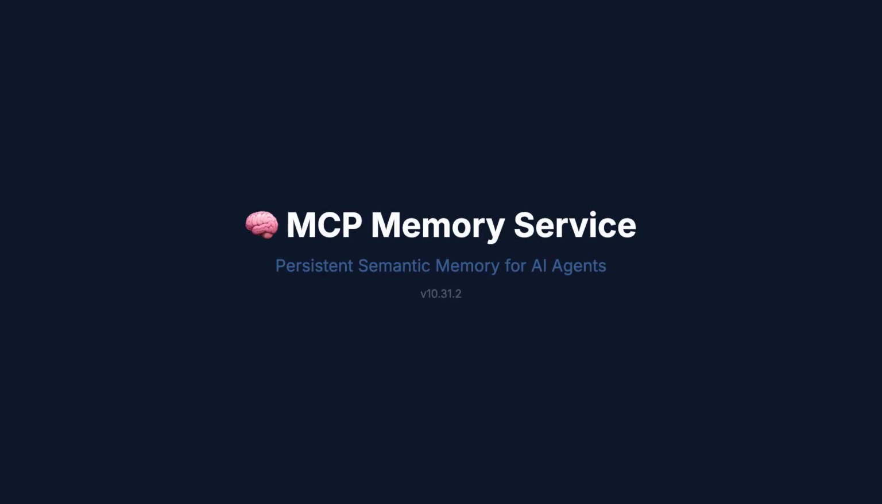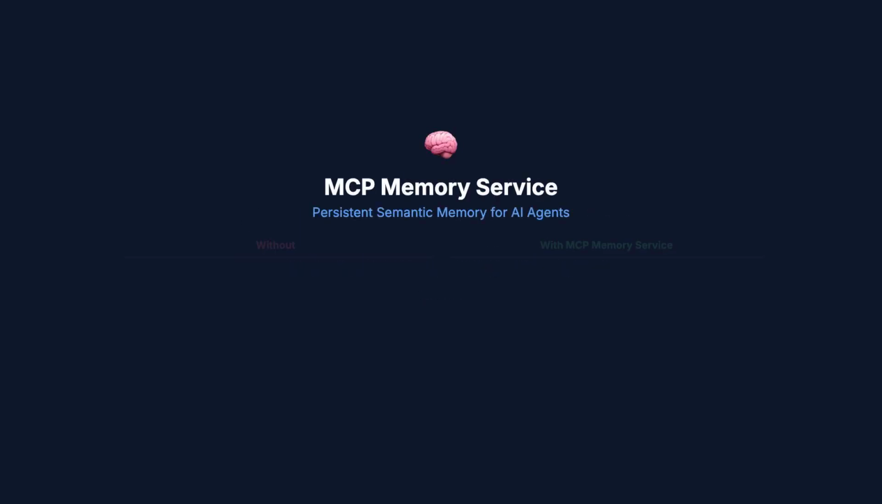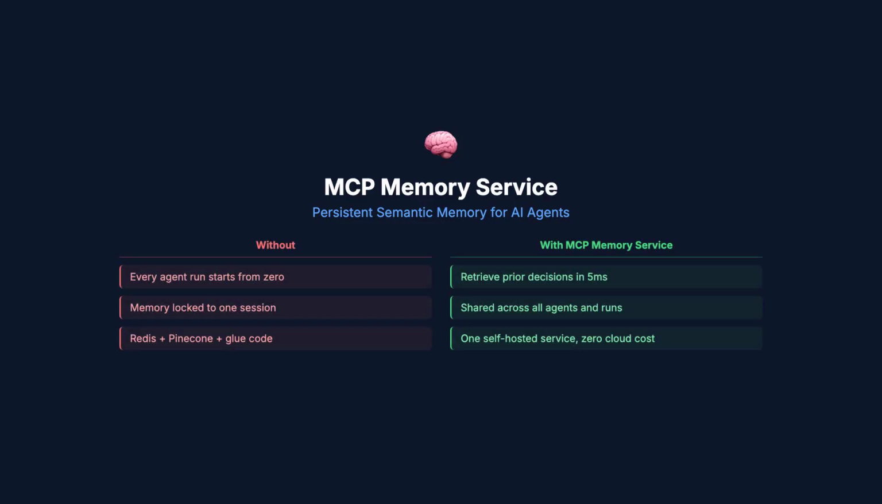MCP Memory Service is an open-source semantic memory backend for AI agents. Without it, every agent run starts from zero. Memory is locked to one session, and you're stitching together Redis, Pinecone, and glue code. With MCP Memory Service, agents retrieve prior decisions in 5 milliseconds.